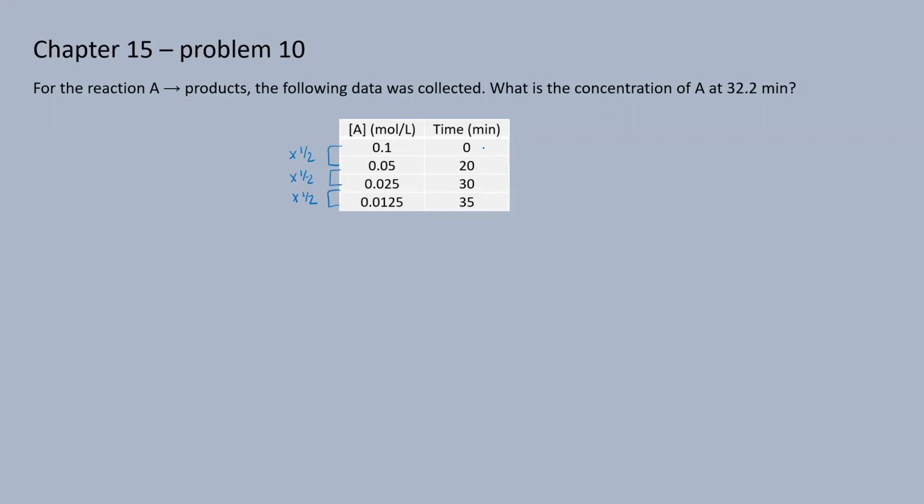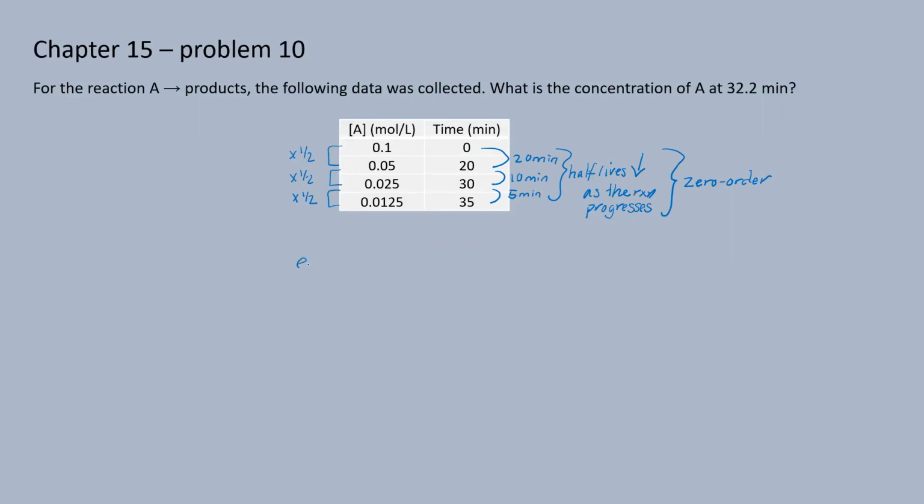Now, if we compare the difference here, that's 20 minutes. But then if we compare the difference here, that's only 10 minutes. And if we compare the difference here, that's only 5 minutes. So we should note that the half-lives decrease as the reaction progresses. So we learned that if that's the case, that's for zero order reactions.